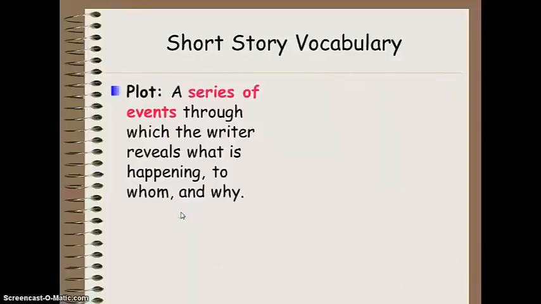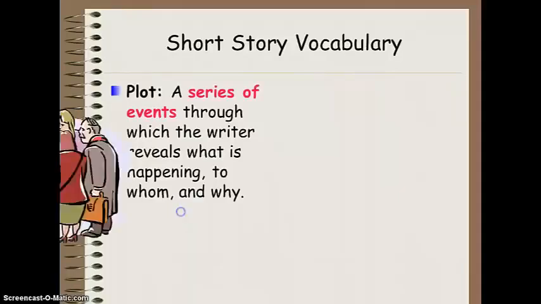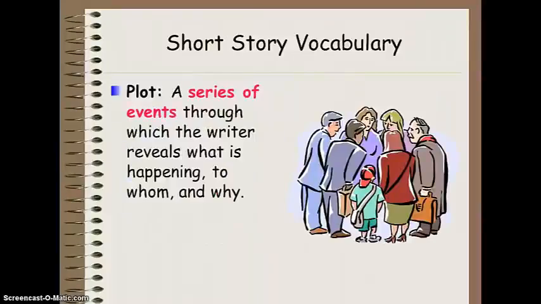The third element we're going to be discussing is plot. Plot is really a series of events in which the writer reveals what is happening, to whom, and why. So the plot is really the little events in the story that lead up to make the story. We're going to discuss more about plot in a little while.